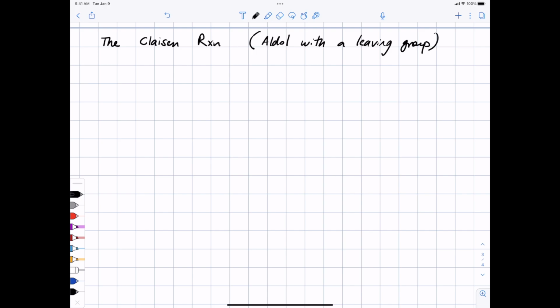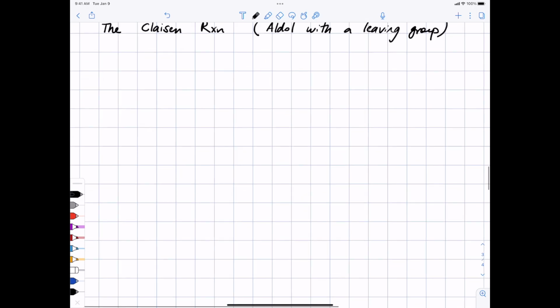All right, here we go. So, part 2 is just like the aldol, only we're going to change the electrophile a little bit. We're going to put a leaving group on the carbonyl carbon. And this is called the Claisen reaction.